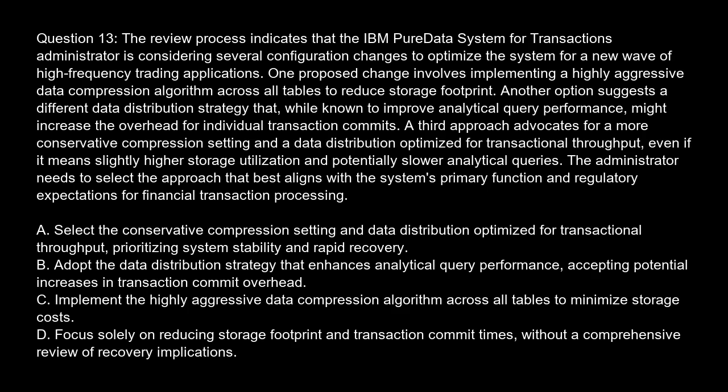The administrator needs to select the approach that best aligns with the system's primary function and regulatory expectation for financial transaction processing. Option A. Select the conservative compression setting and data distribution optimized for transactional throughput, prioritizing system stability and rapid recovery. Option B. Adopt the data distribution strategy that enhances analytical query performance, accepting potential increases in transaction commit overhead. Option C. Implement the highly aggressive data compression algorithm across all tables to minimize storage costs. Option D. Focus solely on reducing storage footprint and transaction commit times, without a comprehensive review of recovery implications.